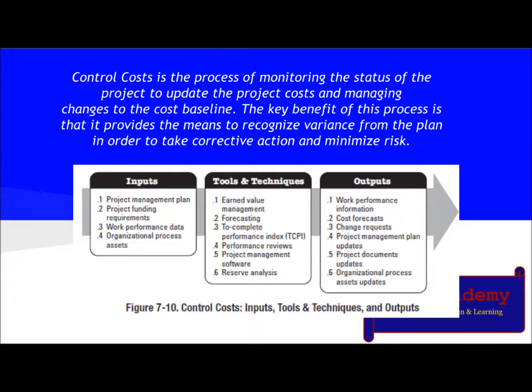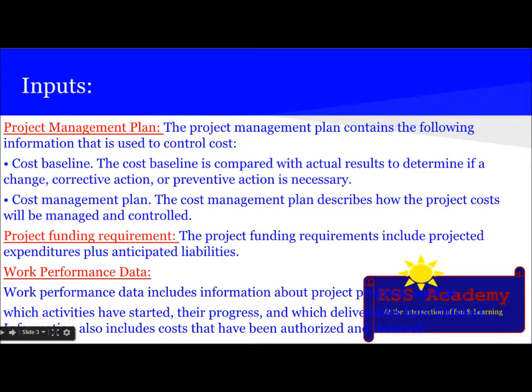Tools and techniques involved: EV (earned value management), forecasting, TCPI, also known as To Complete Performance Index, performance reviews, PM software, and reserve analysis. The outputs involved are work performance information, also known as WPI, cost forecast, change requests, PM plan updates, project document updates, and OPA updates. So let's see the inputs.